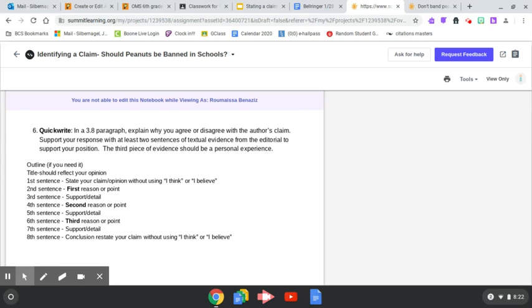You're going to write a 3.8 paragraph explaining why you agree or disagree with that author's claim. So if you don't remember what a 3.8 paragraph is, because we haven't done them in a while, that is really okay. The directions are at the bottom of the page. It's called a 3.8 paragraph because the 3 means you have 3 reasons: first, second, and third reason. And then the .8 means that you have 8 sentences total. So we'll go over that a little bit more. Please focus on this one for a majority of your work. This will be the thing that I'm going to look at especially closely when it comes time to grade your paper.